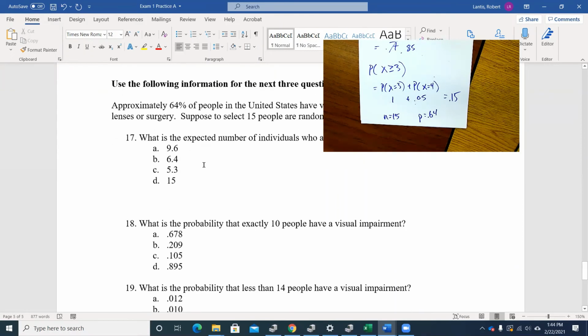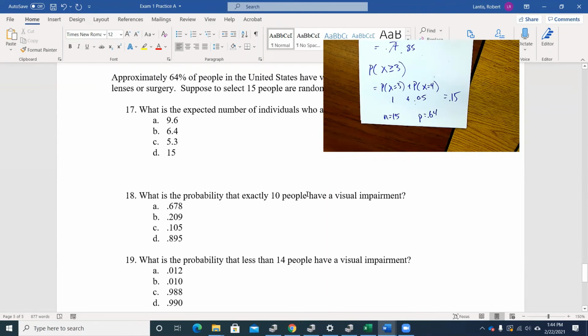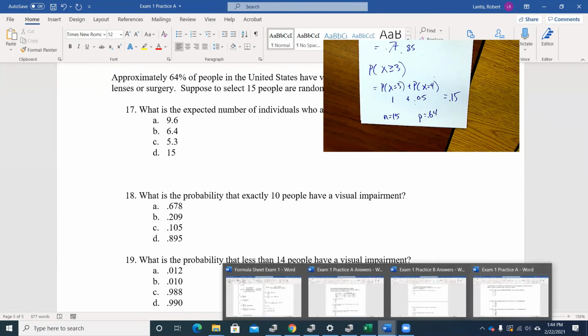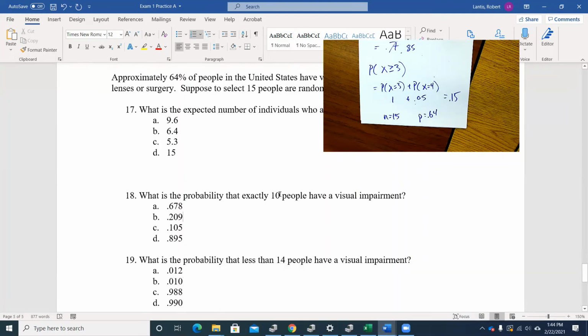Mean, this one we'll talk through, and then I'll kind of return. This one shouldn't be too bad. If I have the same setup, but I want to know what's the probability 10 of the 15 have a visual impairment.